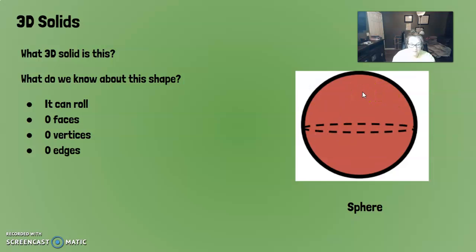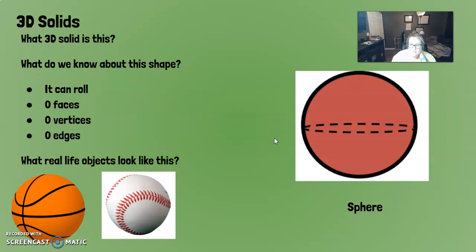So that's kind of confusing, but because it's 3D, there aren't any flat sides, so that's why there are not any faces. There are 0 vertices because there are not any faces, so we cannot have any faces that come together to make a vertex, and there are not any edges because there are not any faces that come together to make an edge. Some objects that we see in real life that look like this, well, we have basketballs, baseballs, gumballs, different objects that look like a sphere, usually are shaped like a ball, but there could be other things as well.